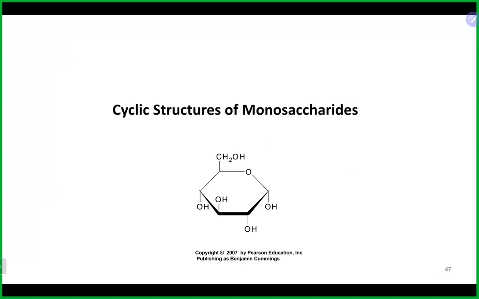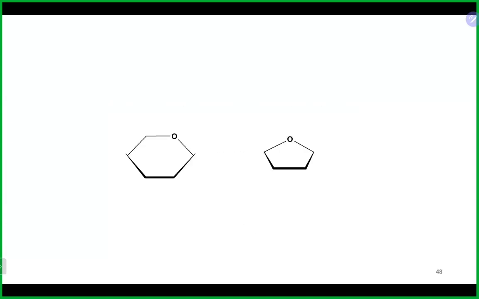So let's talk a little about the cyclic structure of monosaccharides. Monosaccharides can be in a straight chain if you want to think about it that way. They can also wrap themselves up and close up and make a cyclic structure, similar to some of the cycloalkanes that we saw in organic chemistry. For the most part, they will make one of two types of cyclic structures. One that looks like cyclohexane, but is missing a carbon, and one that looks like cyclopentane, which is also missing a carbon. So this looks like our cyclohexane.